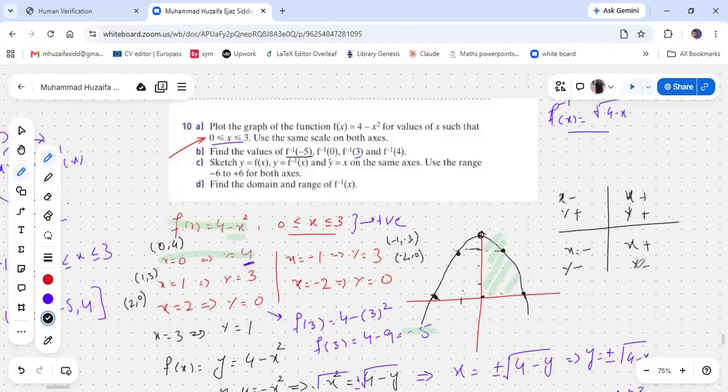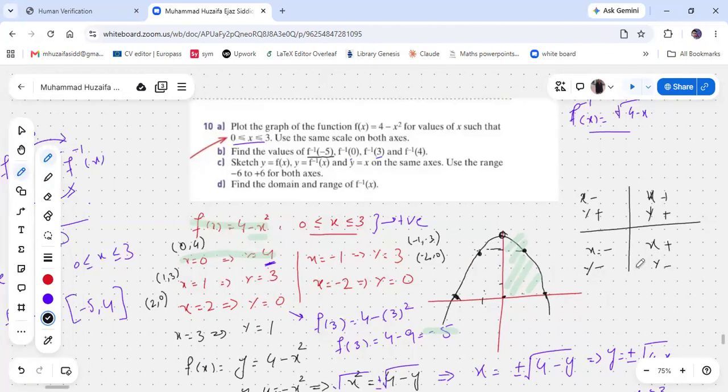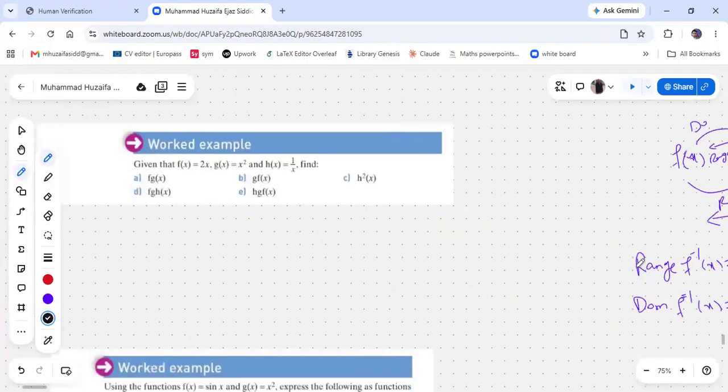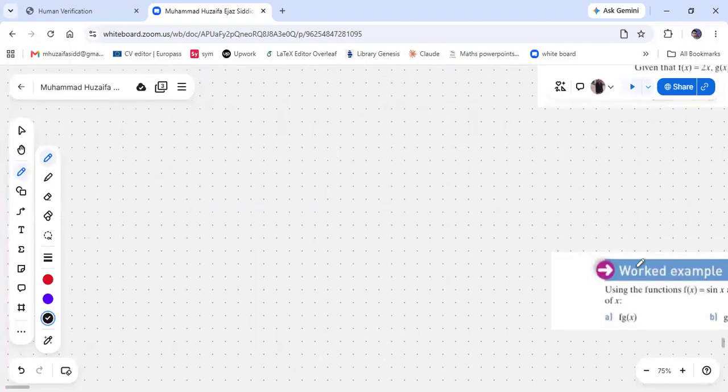Yes. No, sir, no confusion. Thank you. Okay. After this, I'm moving to the next point, composition of the functions.